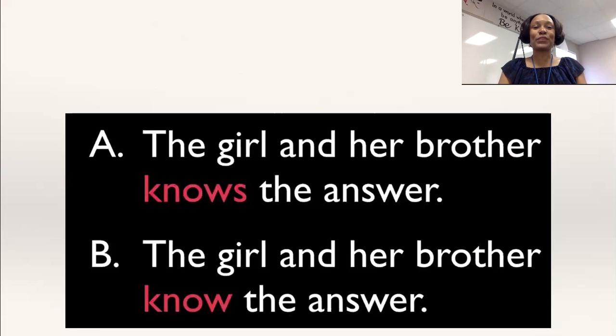The next example, A, the girl and her brother knows the answer. And B, the girl and her brother know the answer. You have for the subject girl and brother, so you will need, once again, a plural verb. So the correct answer would be B, the girl and her brother know the answer.